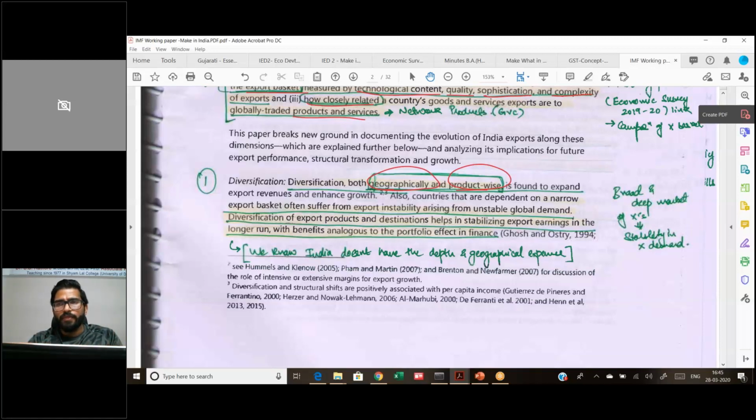So if suppose there is a setback in the developed world, you still have a sufficient amount of exports to the developing world. So it talks about broadening the market both in terms of geography as well as products. We're going to analyze this further as well.